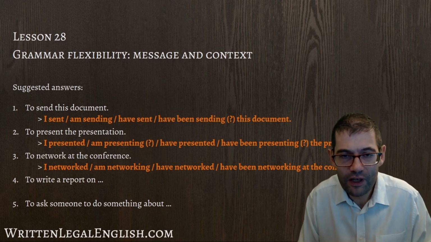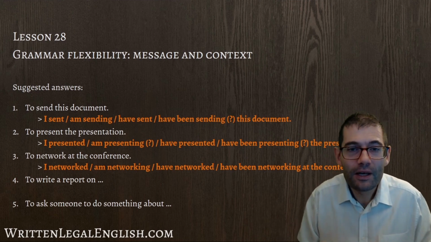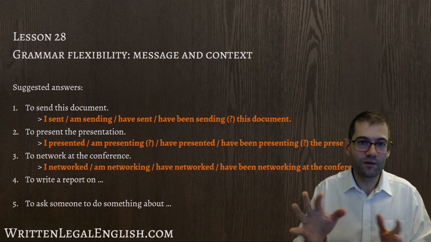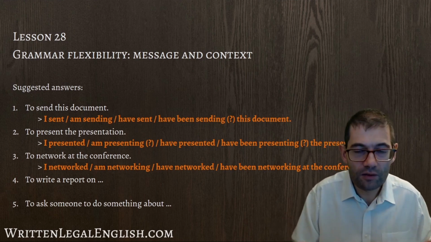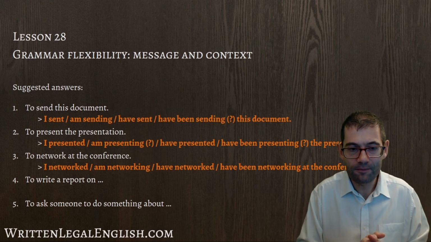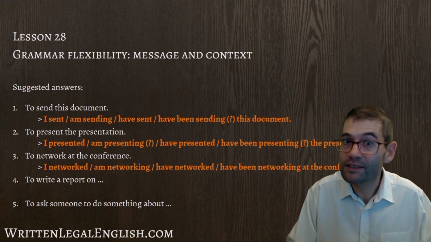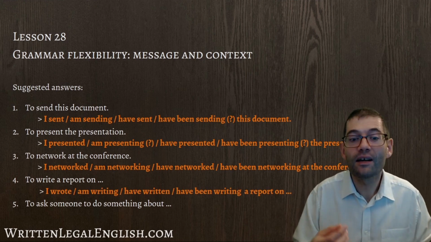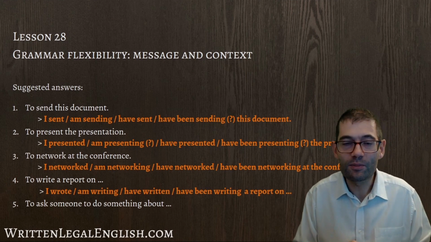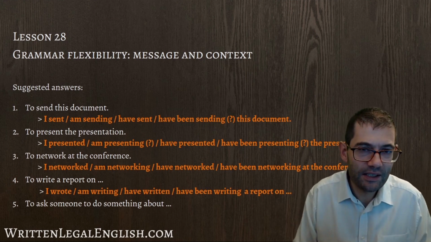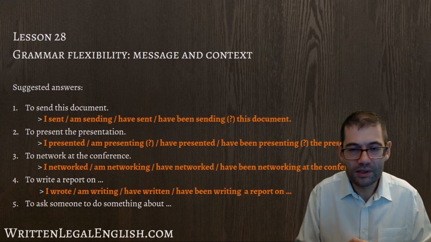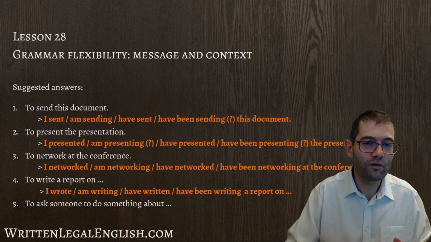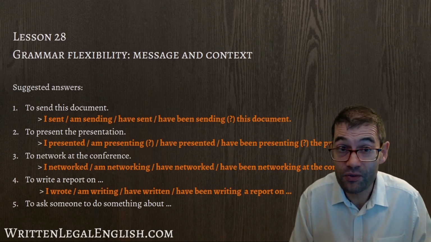Network is an unusual verb. It's a modern verb, particularly in the context of mingling and meeting people. So as a result, it lends itself to different contexts that perhaps are not that obvious at first glance. To write a report on, now this is a much more basic, much more traditional message. I wrote, I am writing, I have written, I have been writing a report on. All of those contexts can exist. Reports are formal documents, they take time to create, so then it's a question of what message you want to communicate to the person who's asking.